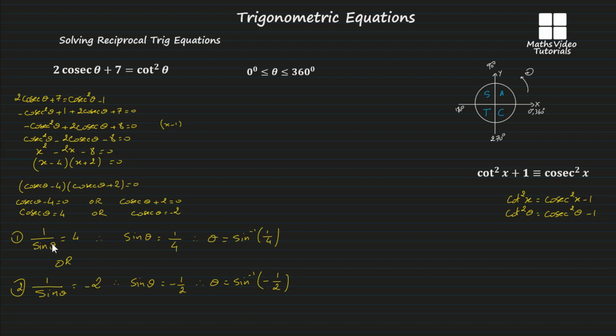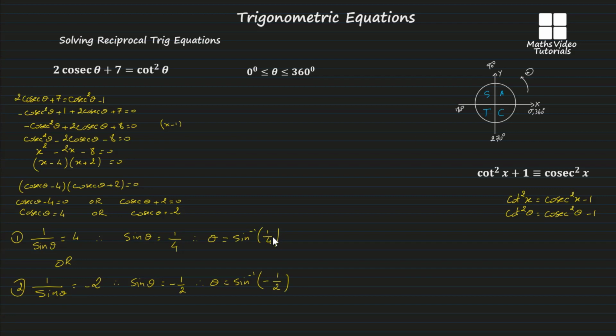Now notice that the sine function is positive here. In my CAST diagram, I would expect a solution in the first quadrant and the second quadrant for number 1, because the sine value is positive. For number 2, the sine is negative, then I would expect a solution in quadrant number 3 and quadrant number 4. So therefore, this quadratic trig equation covers all 4 quadrants.